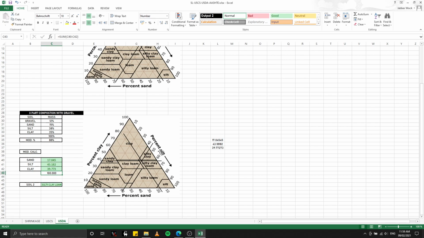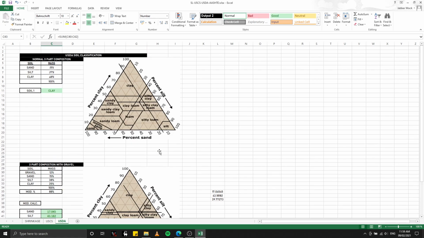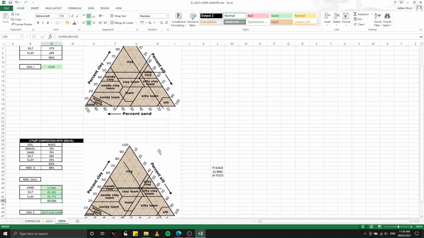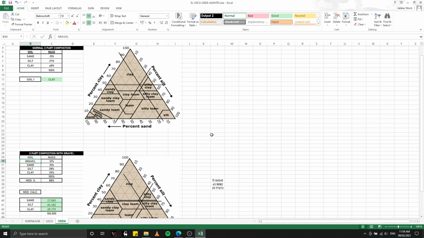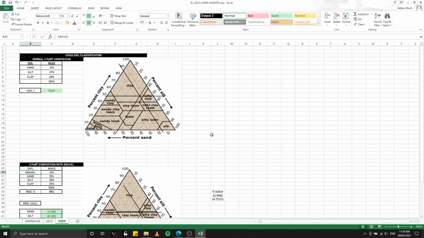Ganun lang mag-solve ng classification ng soil kung may gravel. Ganun lang kadali. Okay? So, I hope you've learned something from me, and thank you for listening.